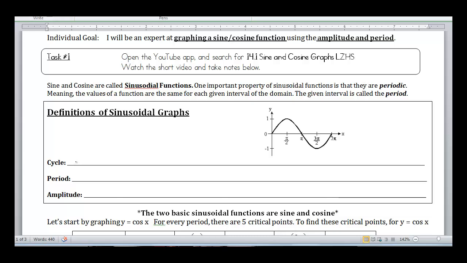The cycle is the portion of the graph from one point to where the point repeats itself.